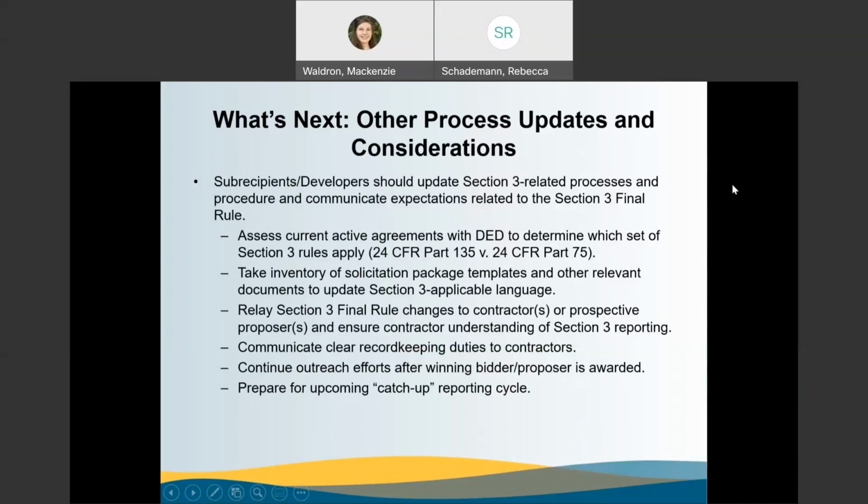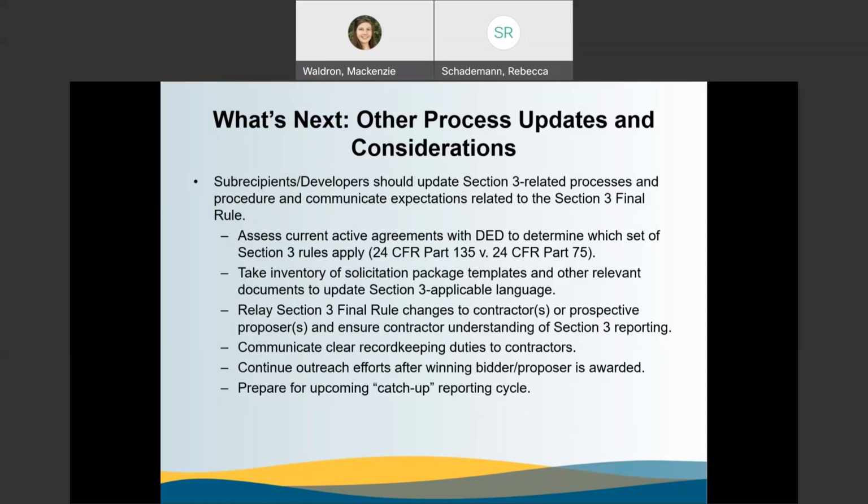So upcoming items that need to be taken into consideration are that subrecipients and developers should update the Section 3 related processes and procedures and communicate expectations related to the Section 3 final rule. So please assess your current active agreements with NDED to determine which set of Section 3 rules apply, 24 CFR Part 135 or 24 CFR Part 75. If you are a HOME and HTF program, you might be applying to both of those. So please be aware of which rules apply for your situation. And if you have any questions, feel free to reach out to your program rep.